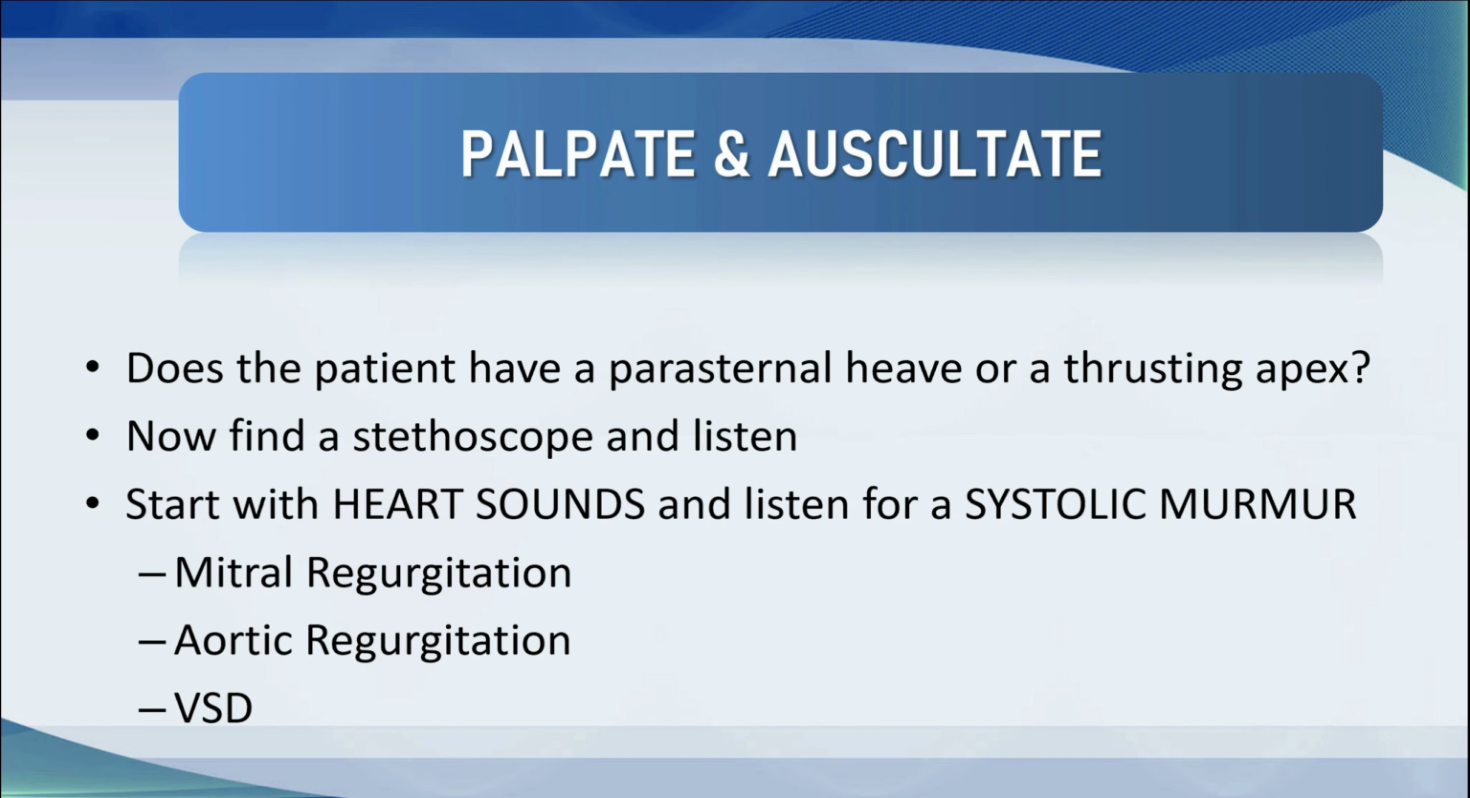Palpate and auscultate the chest. Does the patient have a parasternal heave or a thrusting apex? Find a stethoscope and listen. Now sometimes I will start by actually listening to the neck, to the carotids, to see if they have a carotid bruit. But then I will listen for heart sounds, and I'm particularly interested in systolic murmurs, looking for evidence of mitral regurgitation, usually from a dilated heart, aortic regurgitation, or a VSD.